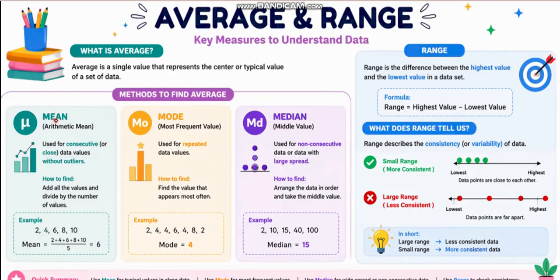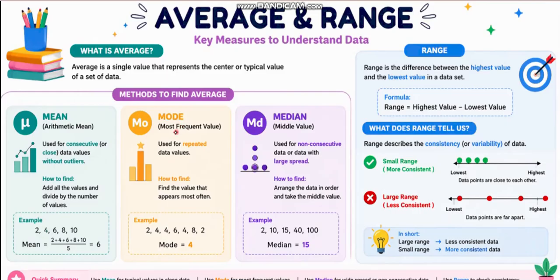By the way, mean is usually applied to data where the values are close to each other and there are no outliers. So we can apply mean to find the average. Here is an example. We first need to add the data values and divide by the total number of values to get the mean.